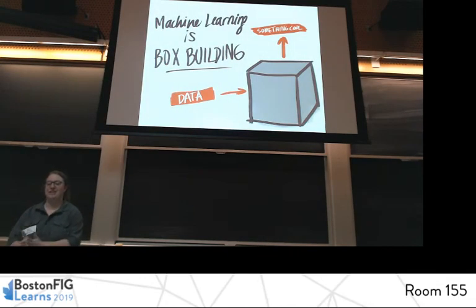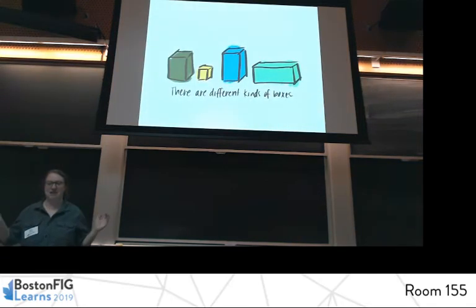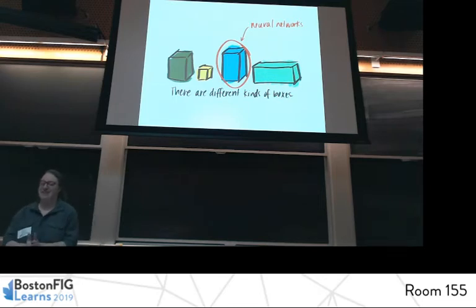So I like to think of machine learning as box building, which might sound kind of weird, or maybe it doesn't. Basically, we have this box, and we're going to put some data into the box, and something cool is going to come out. That's what all machine learning kind of boils down to. And there's different kinds of boxes you can build that do different kinds of things. And the box that we're going to talk about, spoiler alert if you read the description of the talk, is neural networks, which are really cool. And I'm excited to talk about those.